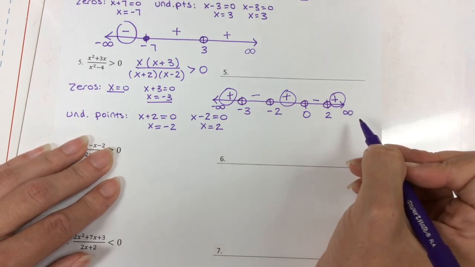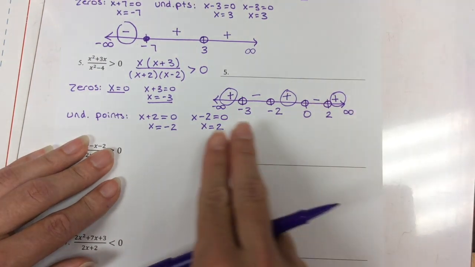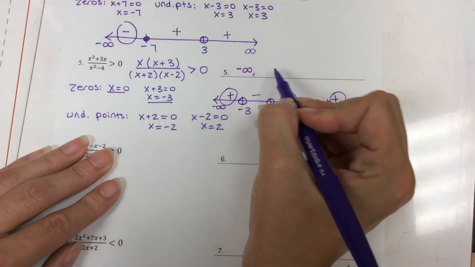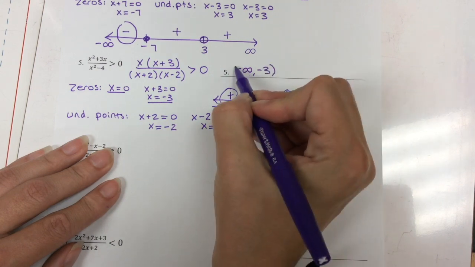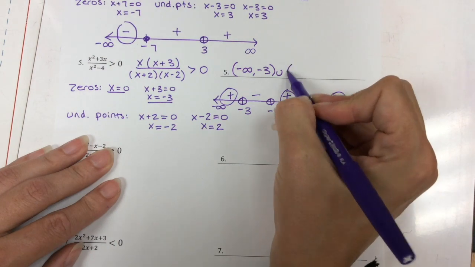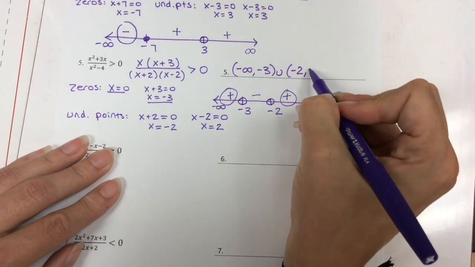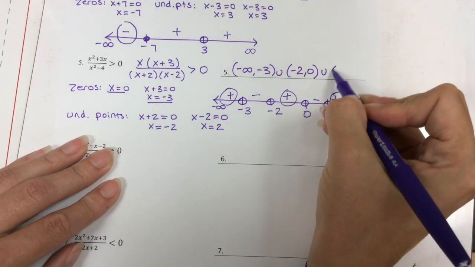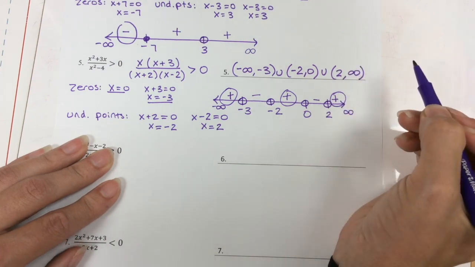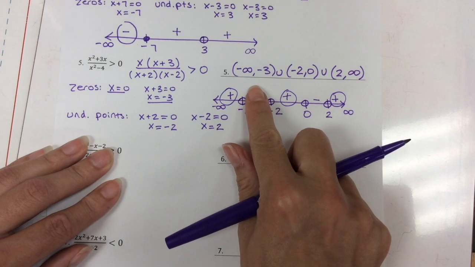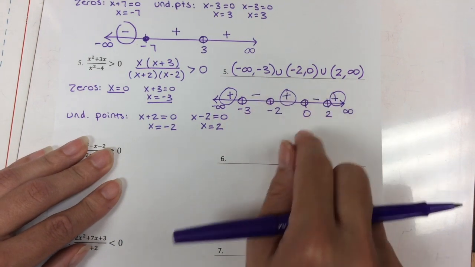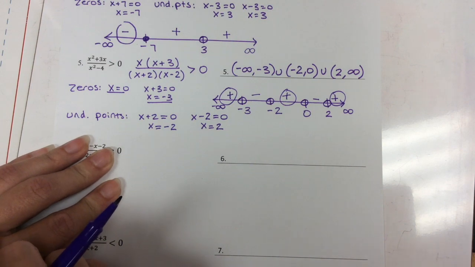Now I'm ready to write my answer in interval notation. So this is my first interval from negative infinity to -3. Parentheses on everything. Union with -2 to 0. Union with 2 to positive infinity. So my solution is any x in any of these three intervals. If I plug it in, I'll get a true statement.